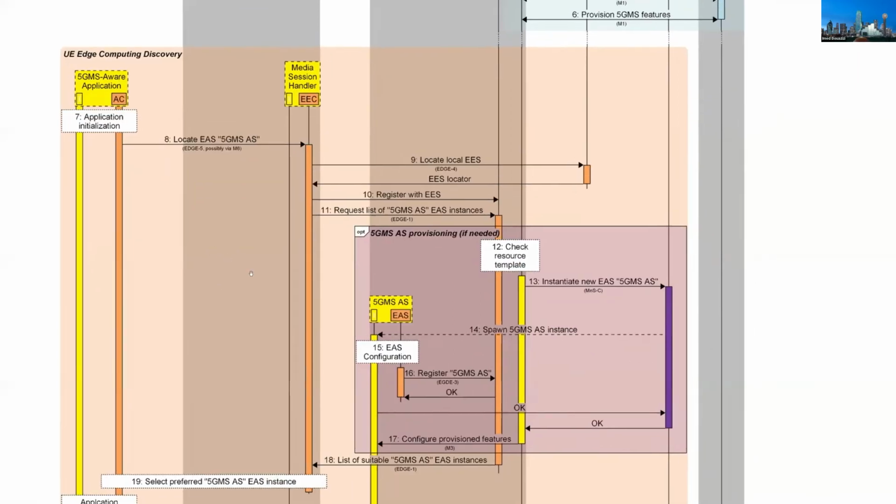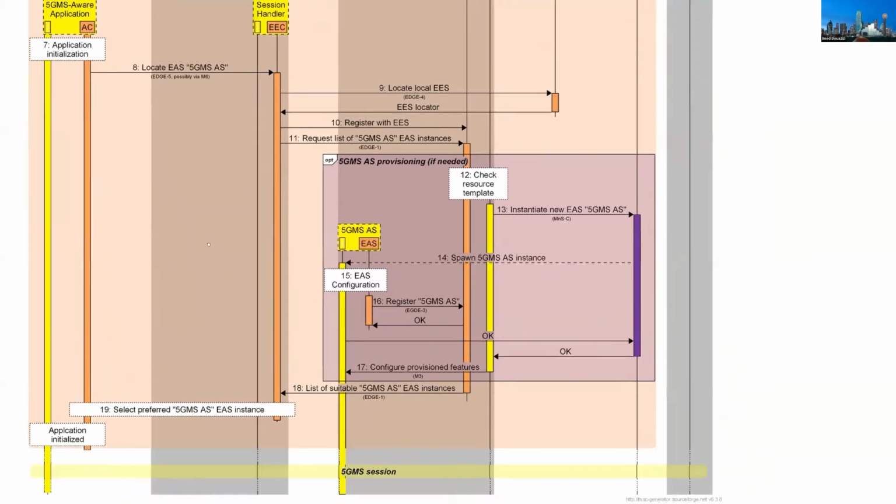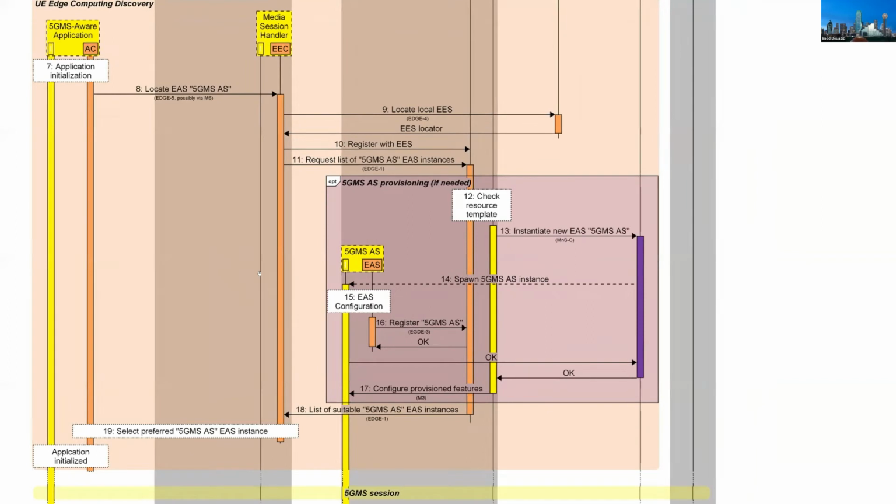And then the MSH will help with that. So it receives information from the AF. It can invoke requests to the edge enabler server or edge configuration server, and then the edge enabler server, to discover if there is an edge server that meets the requirements. And if not, then there is this optional step.